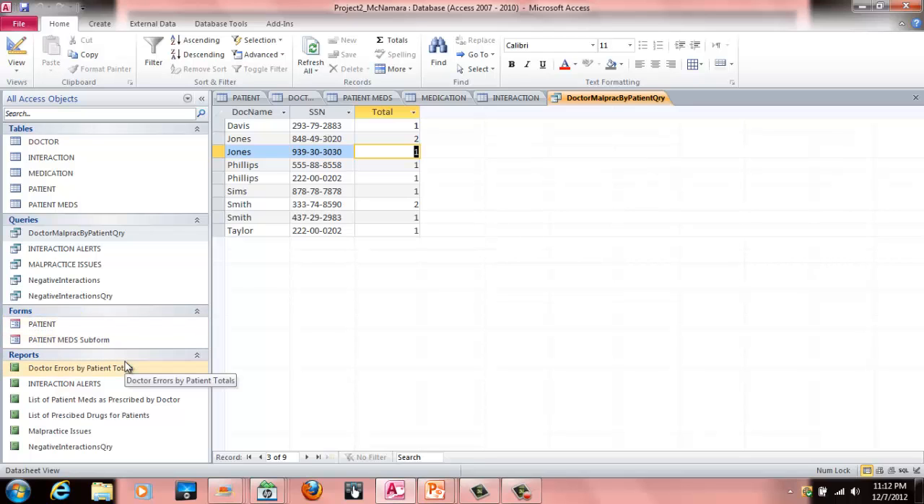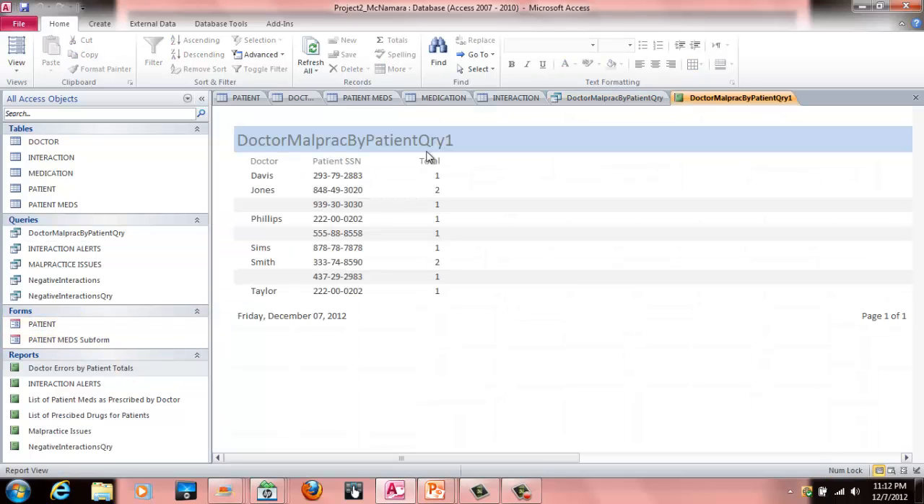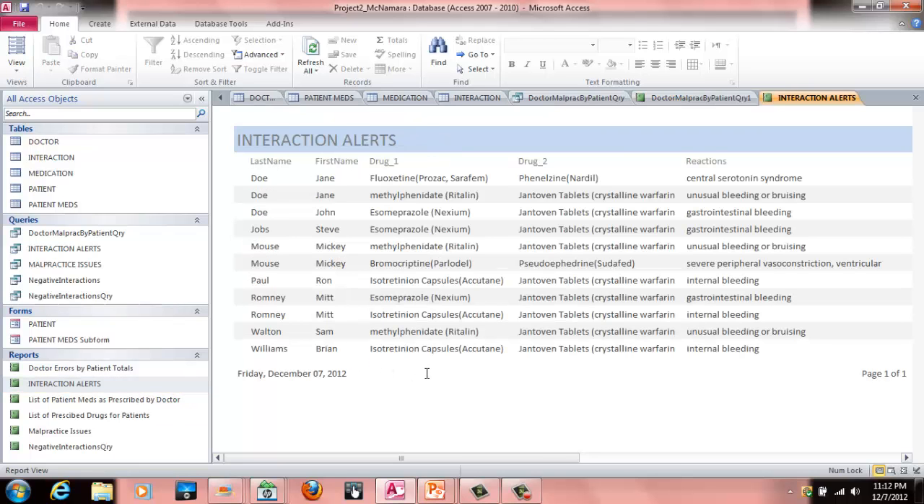So down to the reports. This is a report of that last query I showed you, and same data, it just is a nice neat form that can be printed out and passed around. Interaction alerts, this would be used for a nurse or administration to figure out exactly which patient is having potential reactions to their medicines.